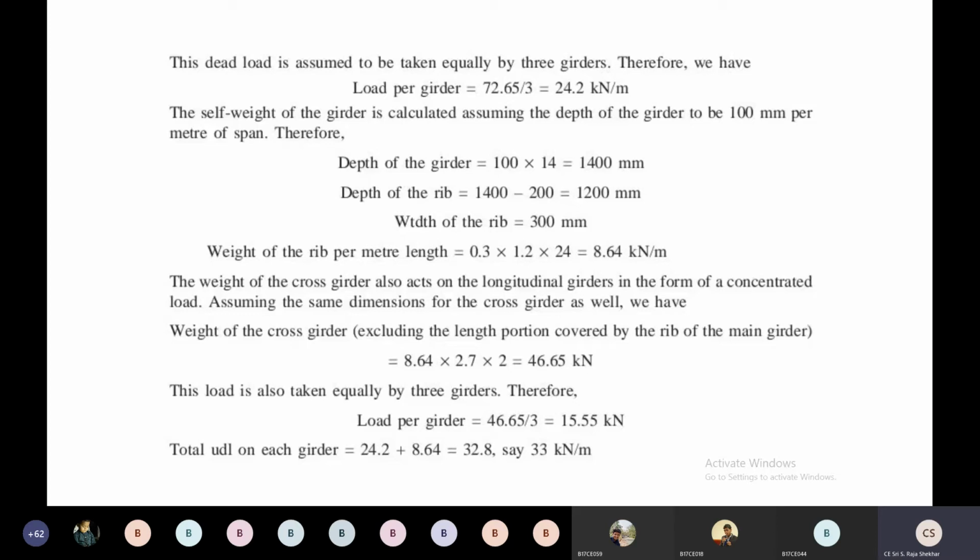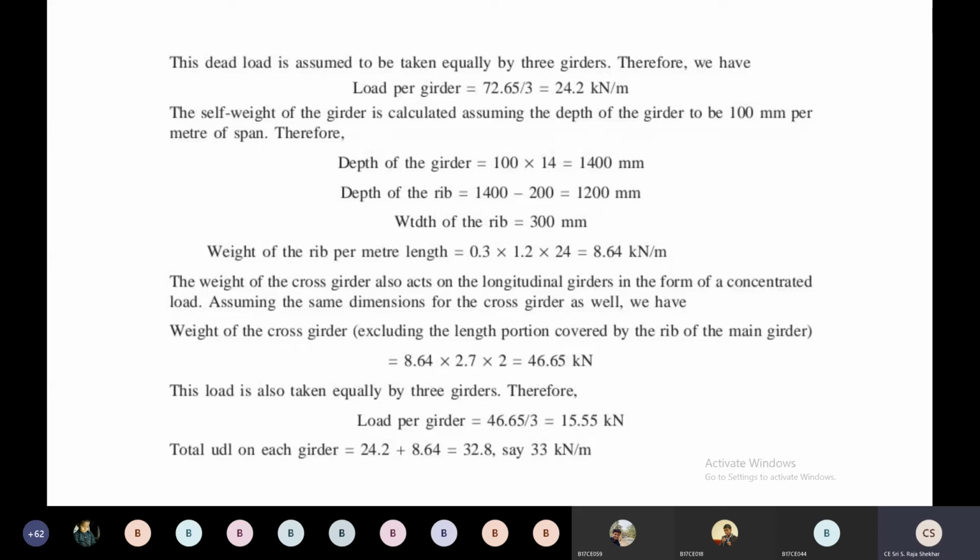For the calculation of self weight of girder, we require depth of girder. మనం ఆల్రెడీ width of girder 300 mm అని assume చేసుకున్నాం, but we require depth of girder. ఇక్కడ ఒక థంబ్ రూల్ ఉన్నదండి. ఏంటది అంటే the depth of girder to be 100 mm per meter span of girder అని తీసుకుంటున్నాం.